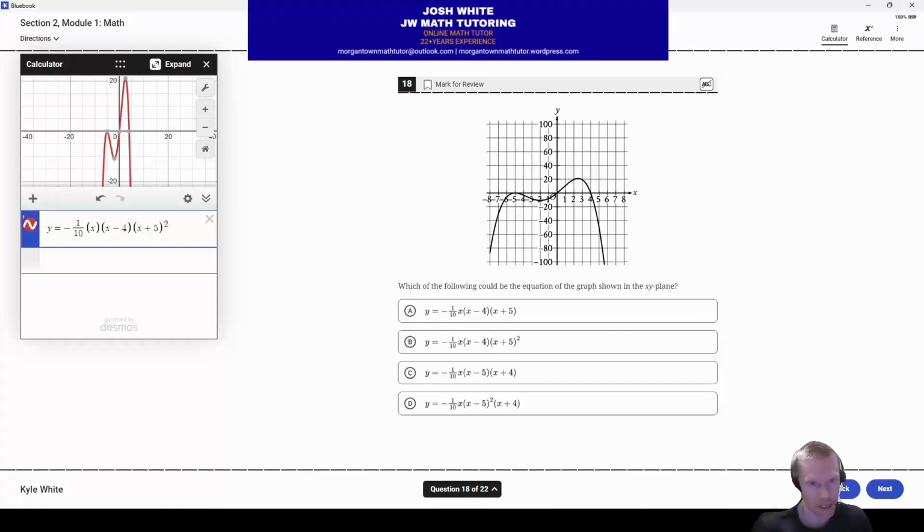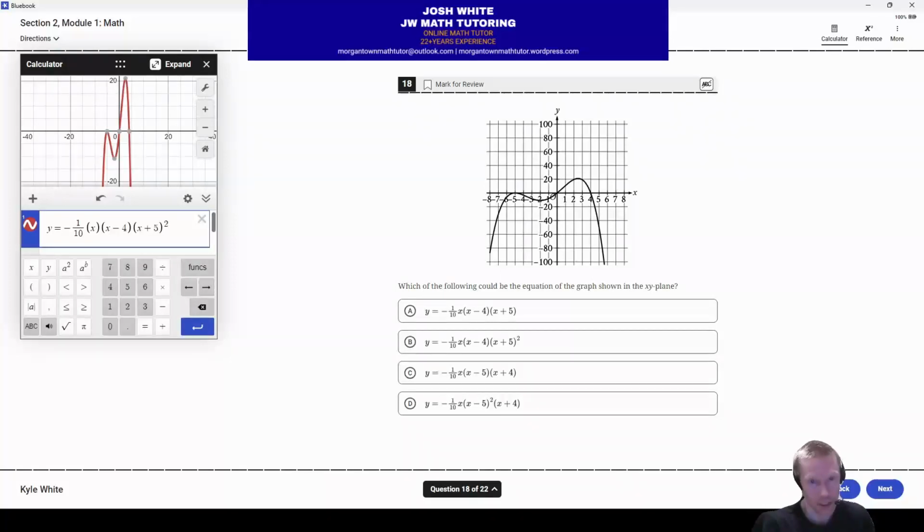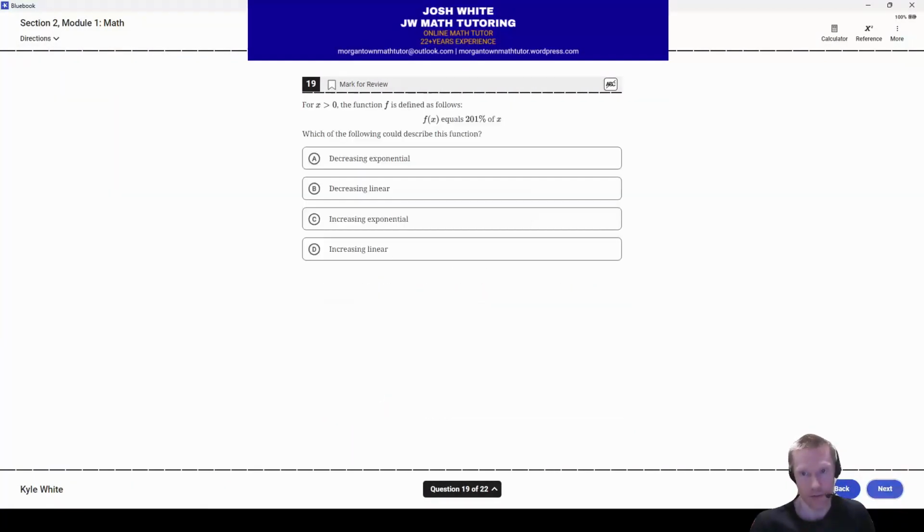But now you could check the others. So you could, first of all, get rid of this exponent, make this a -5 and a +4. Does this look like the graph? Obviously not. And now for the last one, you could keep it +4, -5, add the squared in again, and this one does not look like it either. So again, you could also confirm this one just by graphing each of these four choices out and then seeing which one matches the picture you're given.